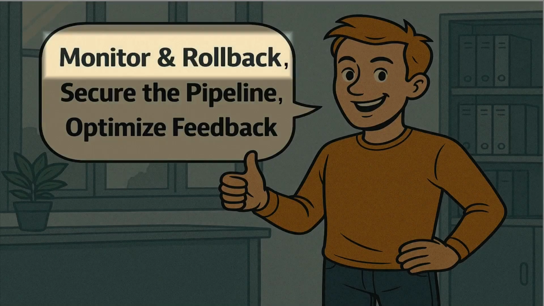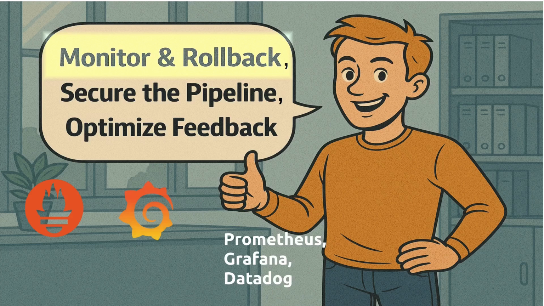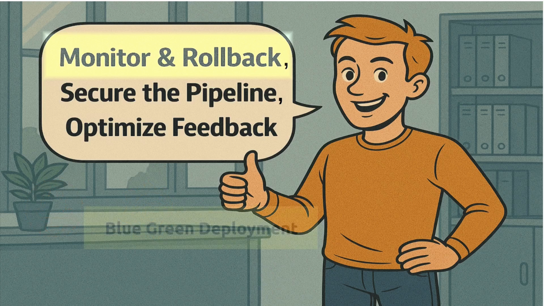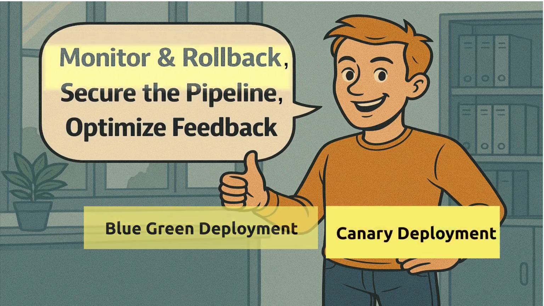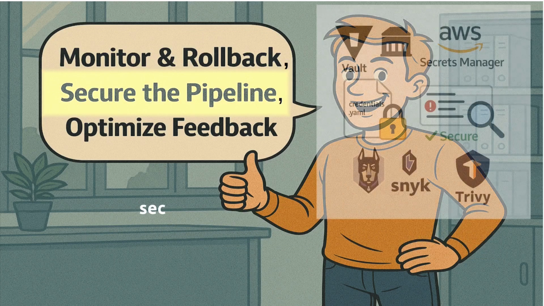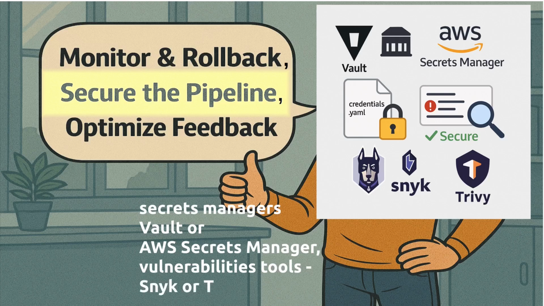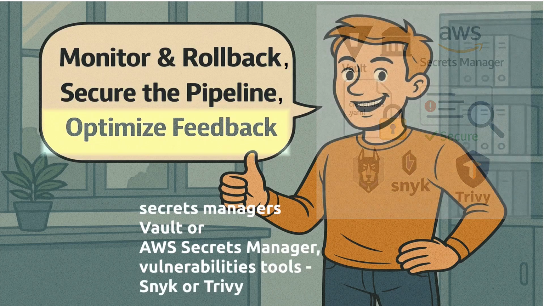Seventh, integrate monitoring tools, like Prometheus, Grafana, or Datadog, directly into your pipeline. And don't forget to set up rollback strategies like blue-green deployments or canary releases. Eighth, secure your pipeline. Use secrets managers like Vault or AWS Secrets Manager and scan your code and dependencies for vulnerabilities with tools like Snyk or Trivy.